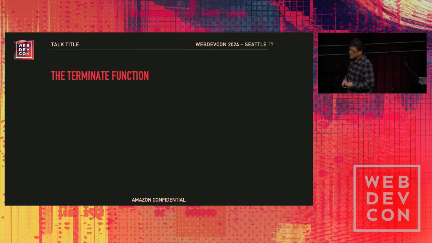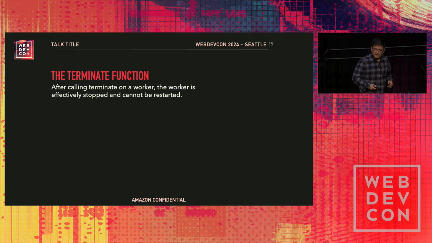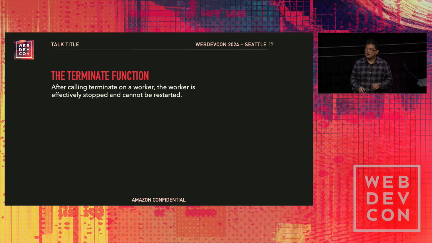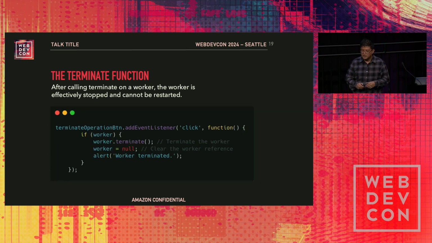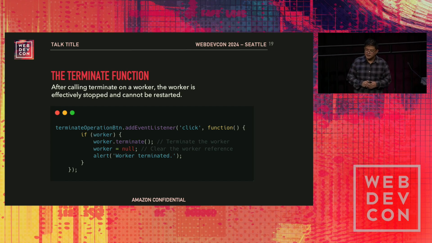Another important method of the worker API is the terminate function. This is something interesting. Unlike promises, which can't be stopped, workers can be stopped. So, for example, we can have a separate button called stop expensive operation, and we can use the terminate method in order to stop executing the thread.